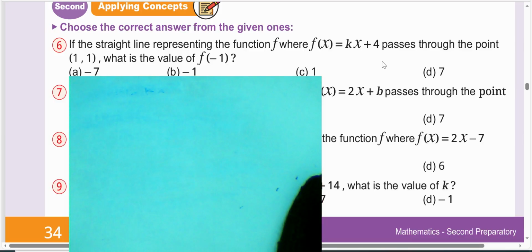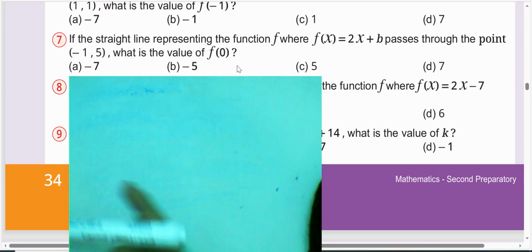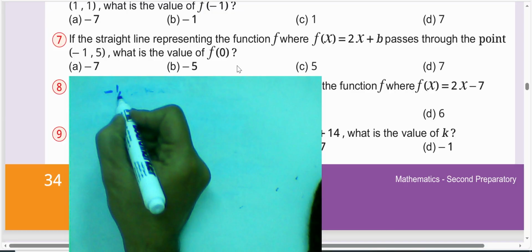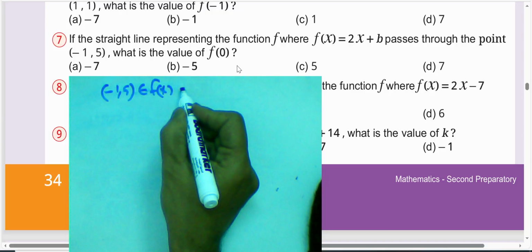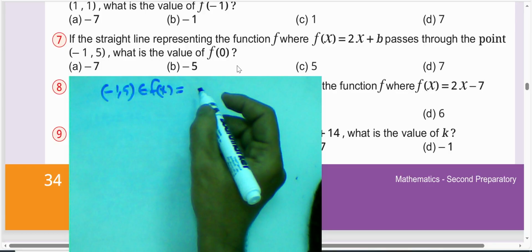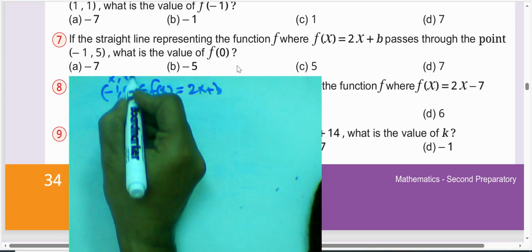Next question. A straight line passing through the point negative 1 and 5. What is the value of f of 0? Okay, this point negative 1 and 5 satisfies the function f of x. F of x equals 2x plus b. It means here x and y.